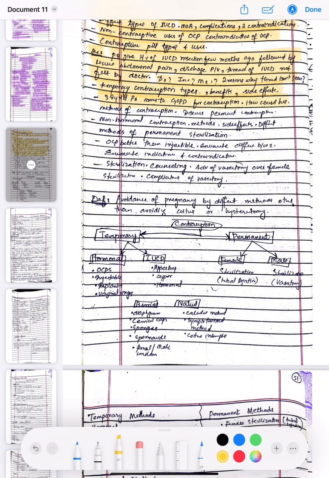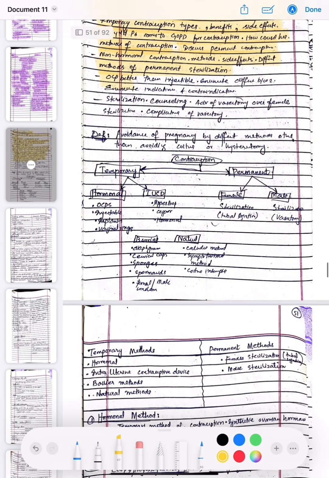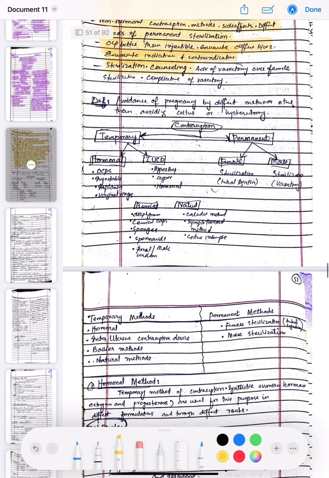Then a 38-year-old parous woman comes to OPD for contraception. How would you counsel her? What are the methods of contraception? And discuss the permanent contraception. Then what are non-hormonal contraception methods, the side effects, the different methods of permanent sterilization. Then why is OCP better than injectable? Enumerate the differences, and enumerate the indications and contraindications. Then what is sterilization, the counseling, the advantages of vasectomy over female sterilization, and the complications of vasectomy.